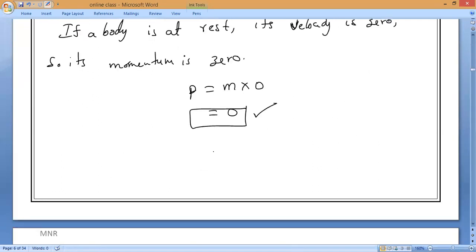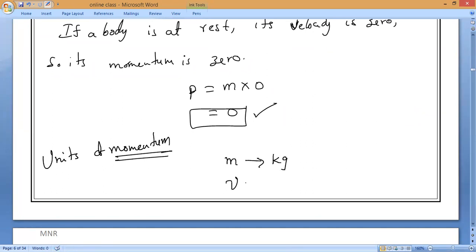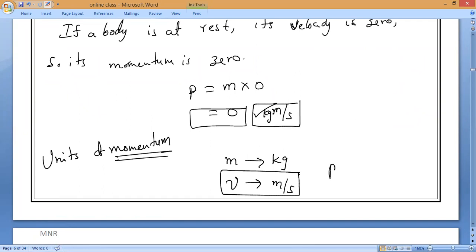Okay, everybody. Now, units of velocity, units of momentum. Anybody can tell me the units of momentum? Very, very important. Very simple, guys. What is the unit of mass? Mass is kilogram. Velocity is meter per second. So the unit of momentum, by this time you can understand, is kilogram meter per second. Momentum is equal to mass, kilogram, into velocity, meter per second. That's all. Is it okay, guys?